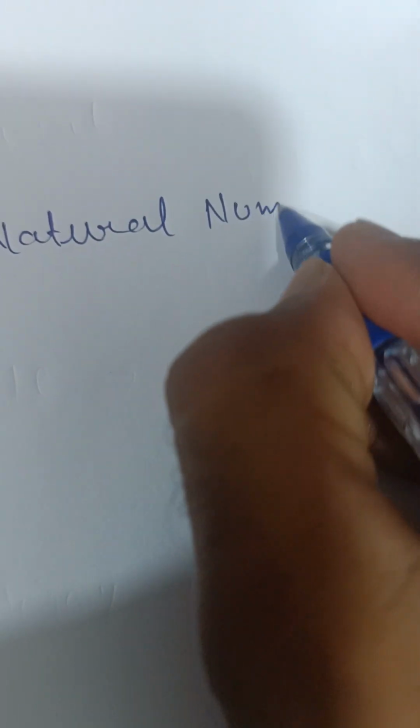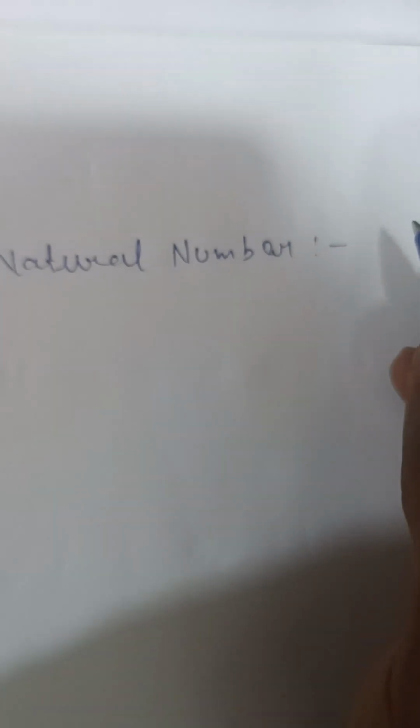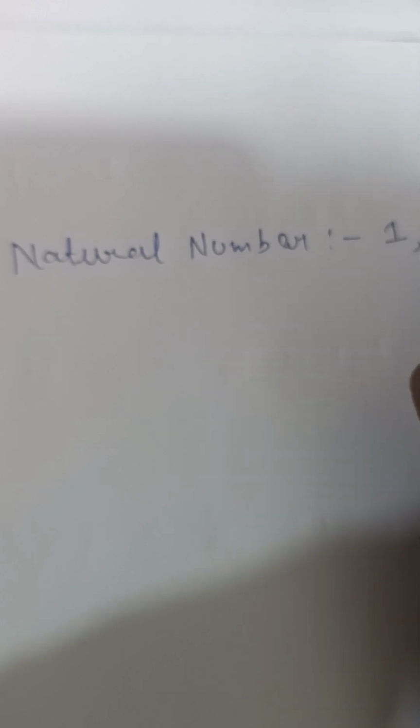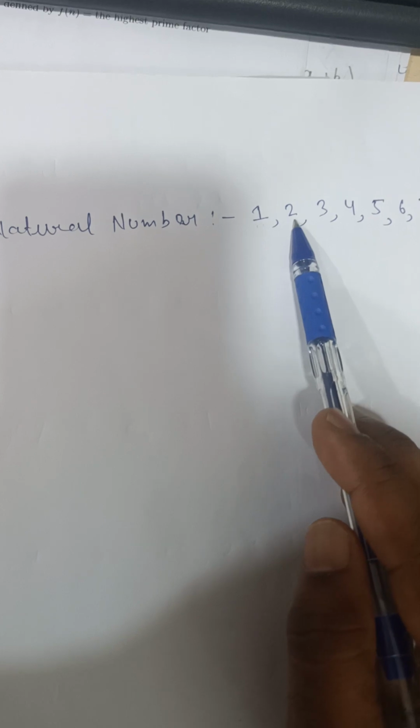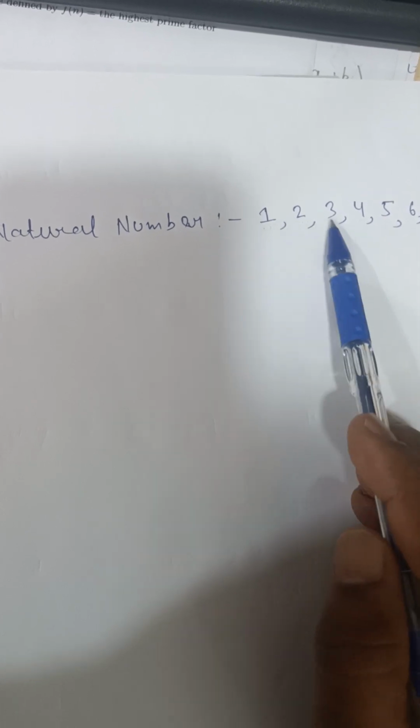So, I will define what a natural number is. A natural number is a number which starts from 1, 2, 3, 4, 5, 6, 7, and goes up to infinity. Such numbers are called natural numbers, which begin from 1 and then add 1 to 1, this becomes 2, then add 1 to 2, so it becomes 3, and it goes like that. So this is the definition of natural number.